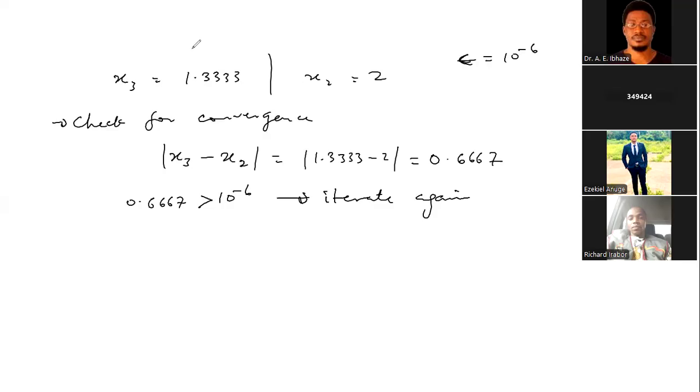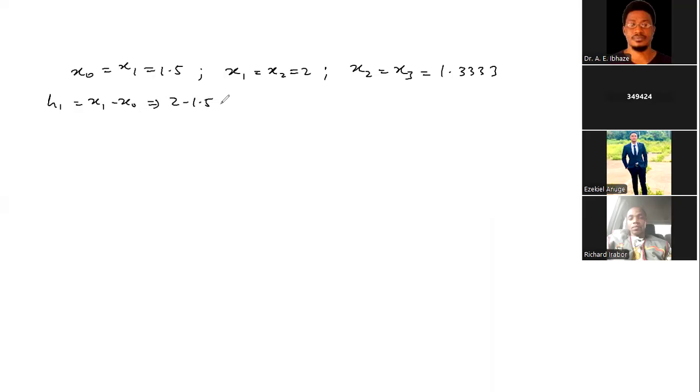Now we have some new points, and then we can just establish that. So let us write this. S0 will now shift to our previous S1, which is 1.5. Our S1 will be our previous S2, which is 2, because we need 3 points based on the quadratic polynomial. And then S2 will now be our new S3, which is 1.3333. Now, we already know that h1 is the same as S1 minus S0, and this will give us 2 minus 1.5, which is 0.5.